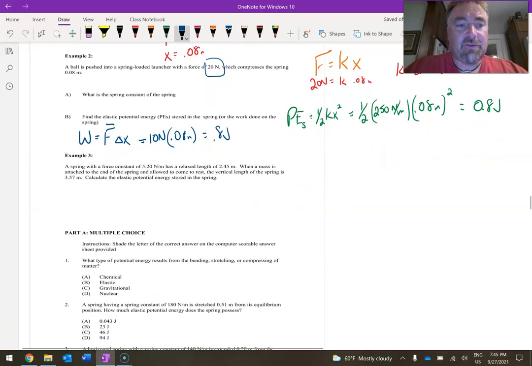All right, then we look at example number 3, another work it out one. We've got a spring of force constant, so I'll put this down, go to the maroon here. So my k is equal to 5.2 newtons per meter, and it has a relaxed length.